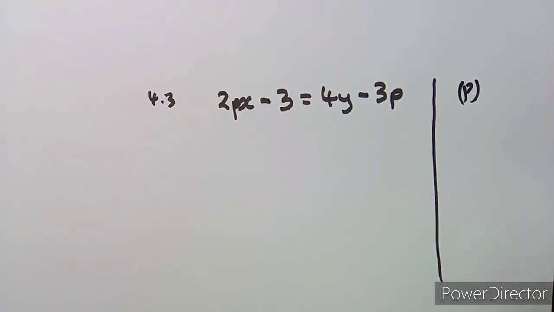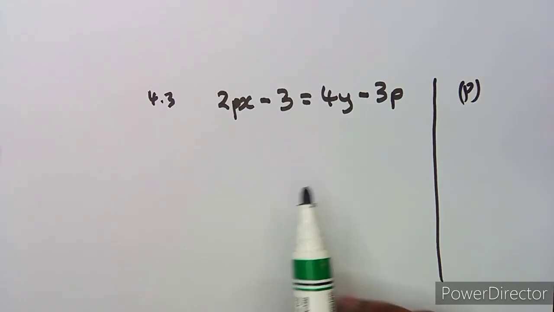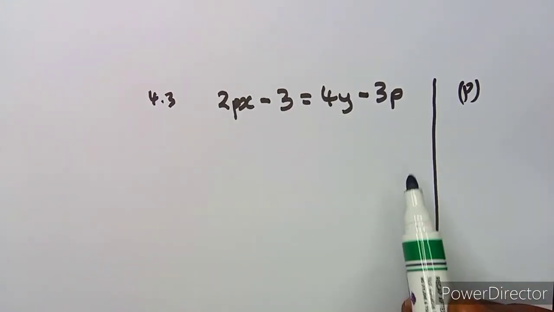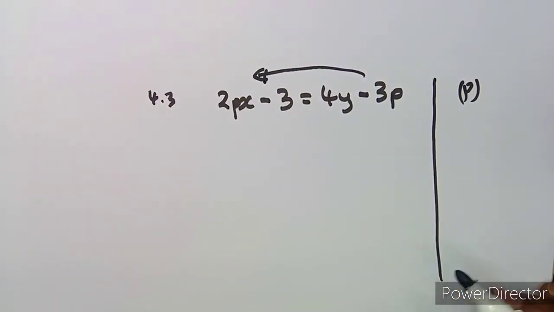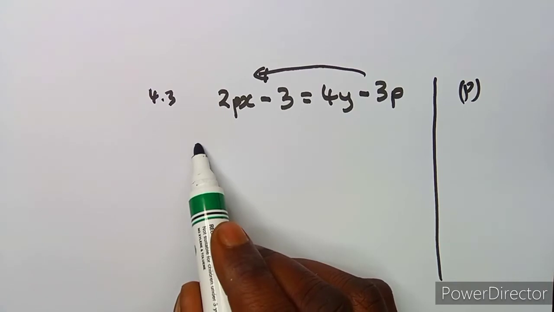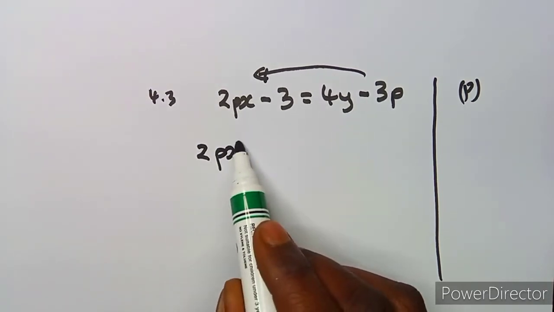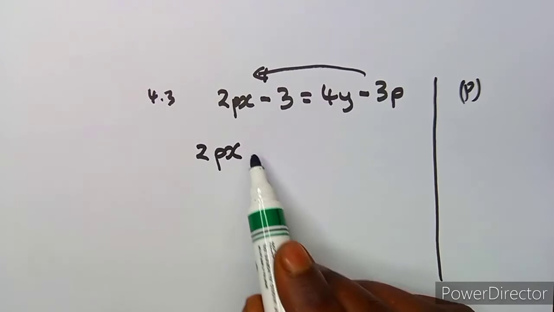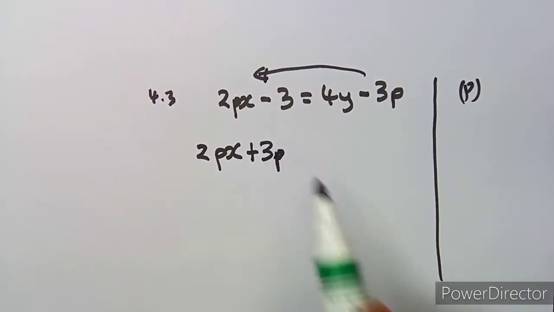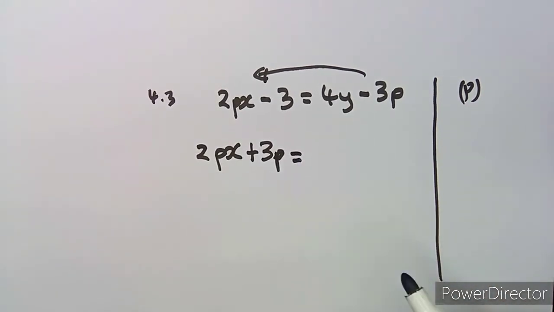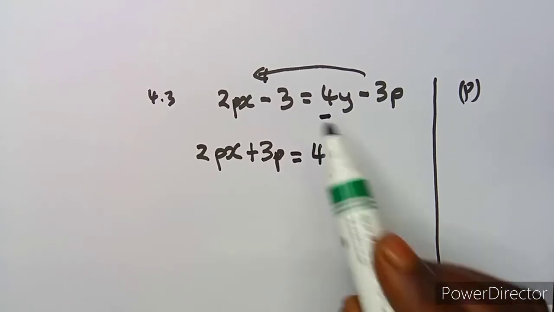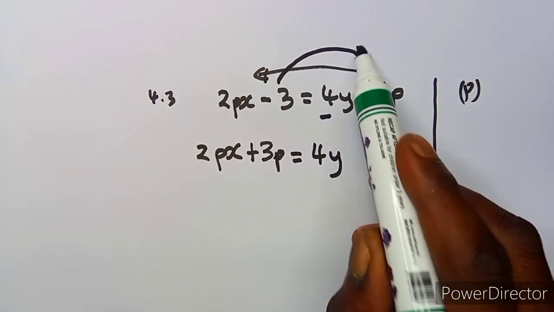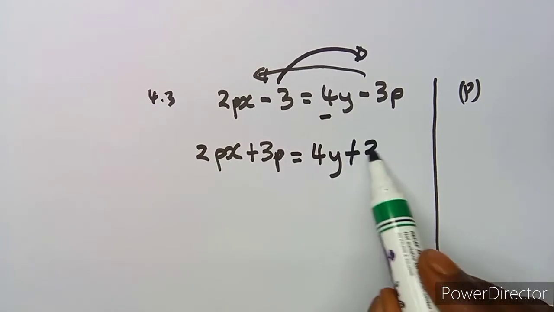The first thing, we are going to collect terms with p to one side of the equation, just like what we do when solving. So it's going to be 2px minus 3p, with the minus 3p moving to this side as plus 3p. These are the terms with p, which is equal to all other terms without p on the other side. Already there was a 4y, then you transpose this negative 3 to this side and it becomes plus 3.